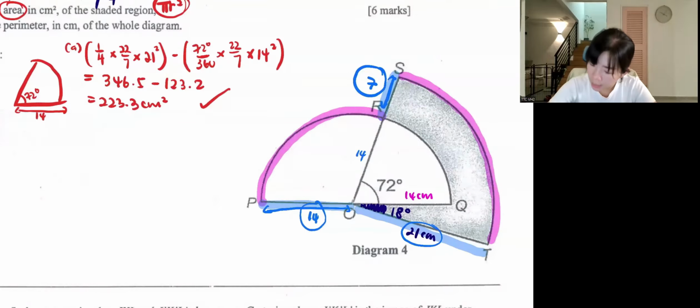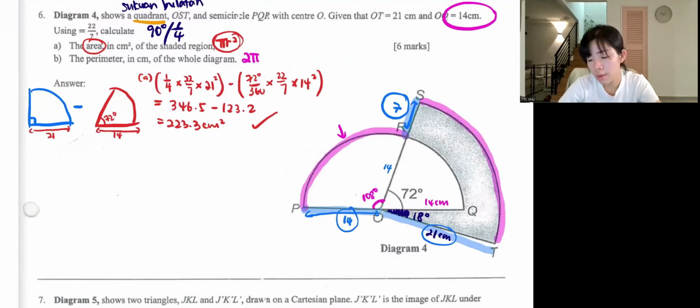Okay, for arc length, to find arc, definitely you need angle. So this one, how many degrees? We know 72 on the other side. 180 minus 72, so this one is 108. So 108, and you need radius. You always need two things, angle and radius. So the radius is 14. Now, what formula do we use? To find length, we need to use 2 pi r. So put angle and then 2 pi r.